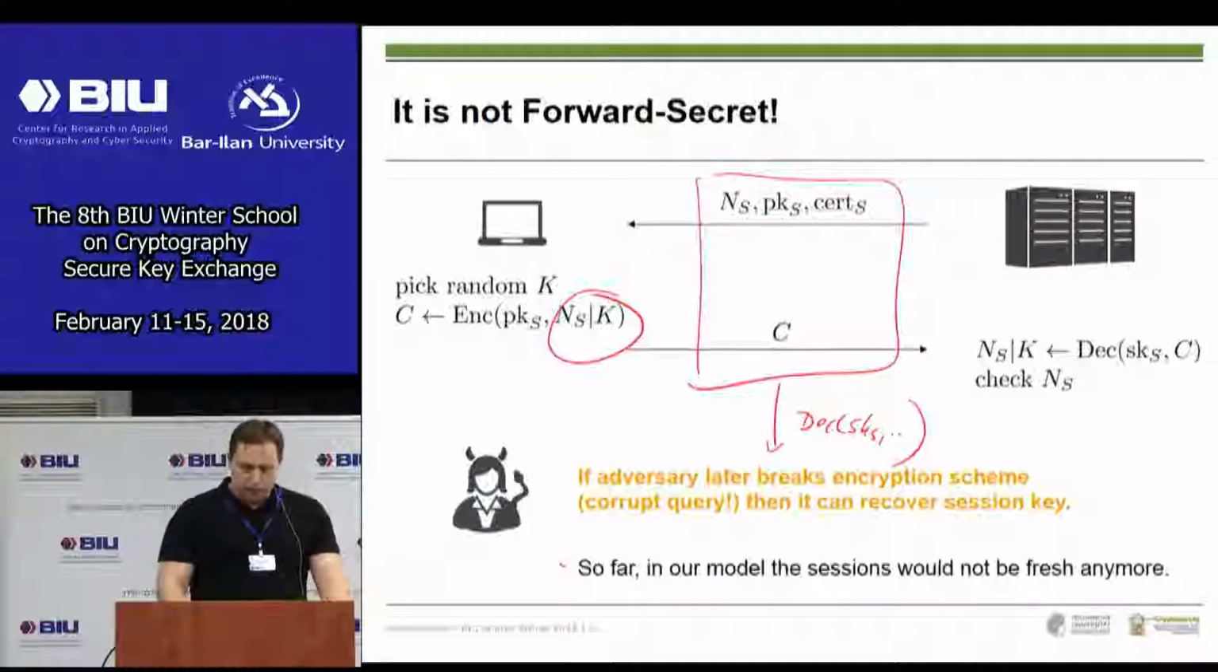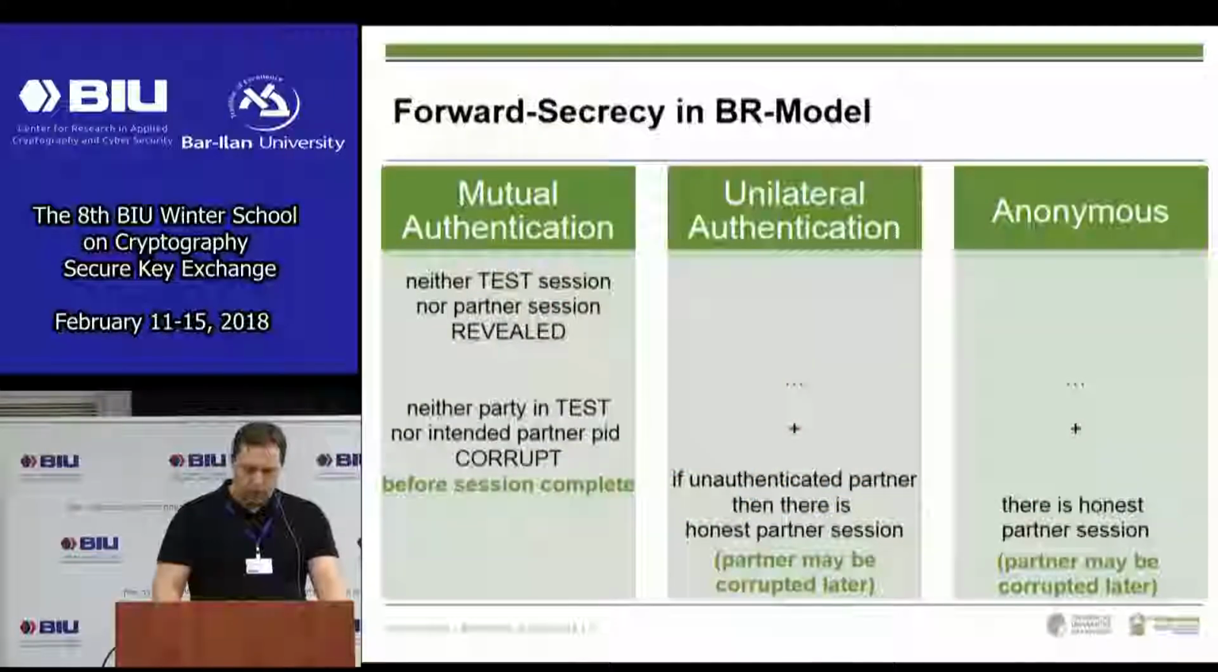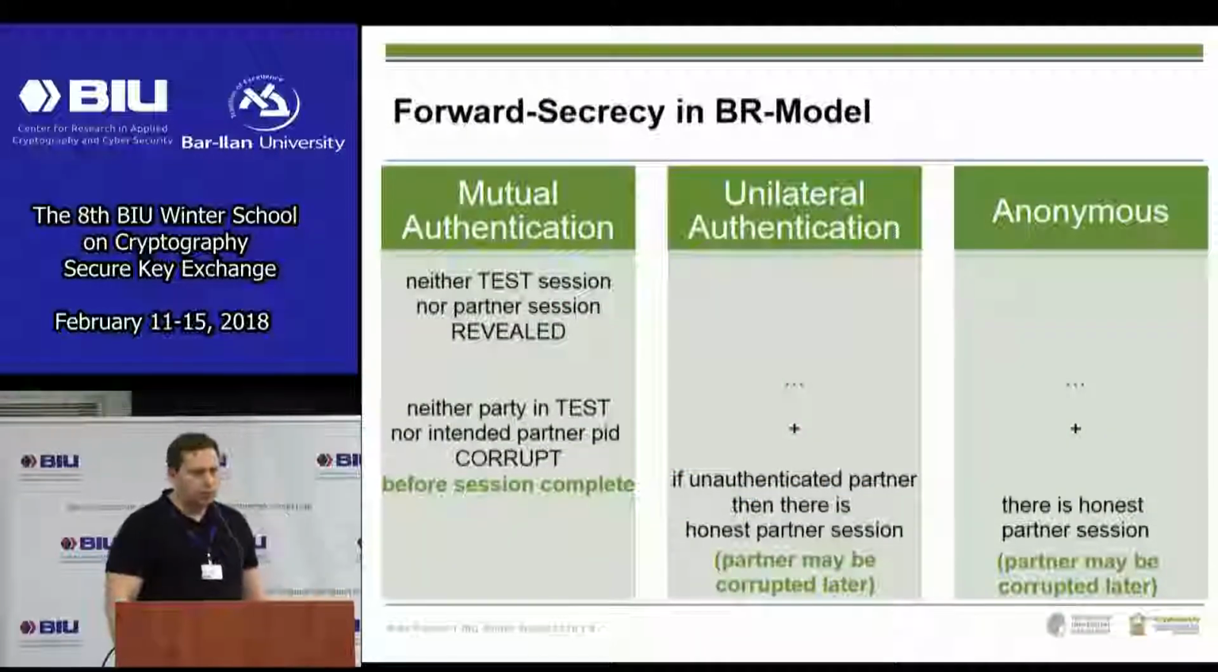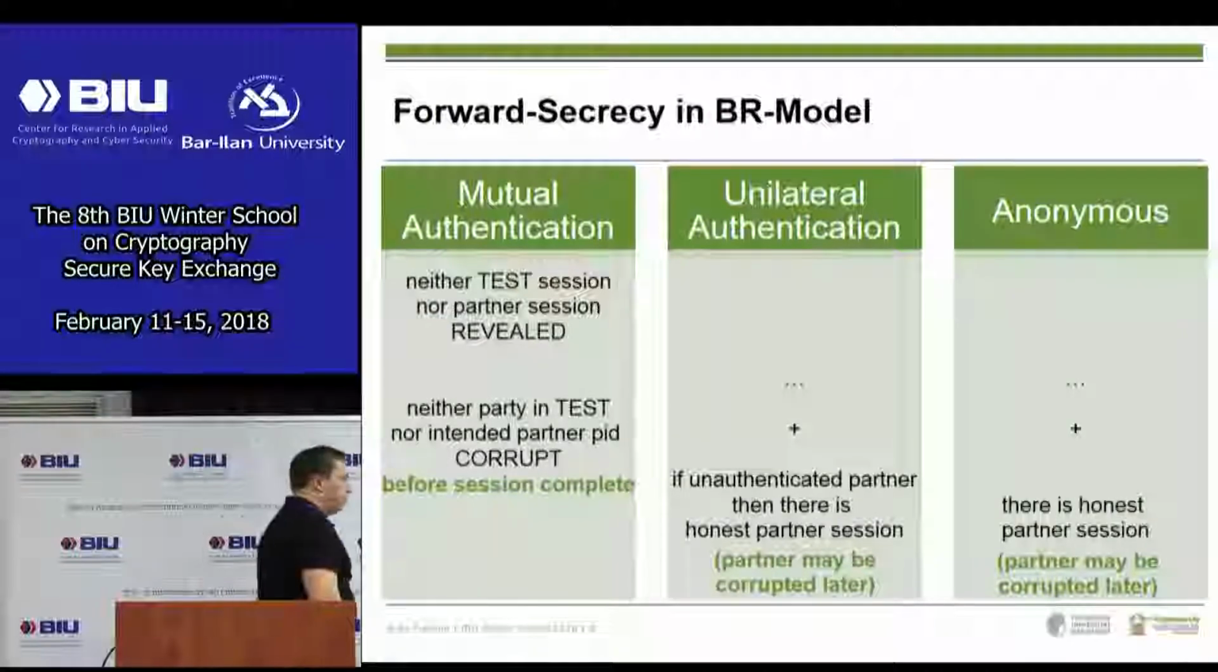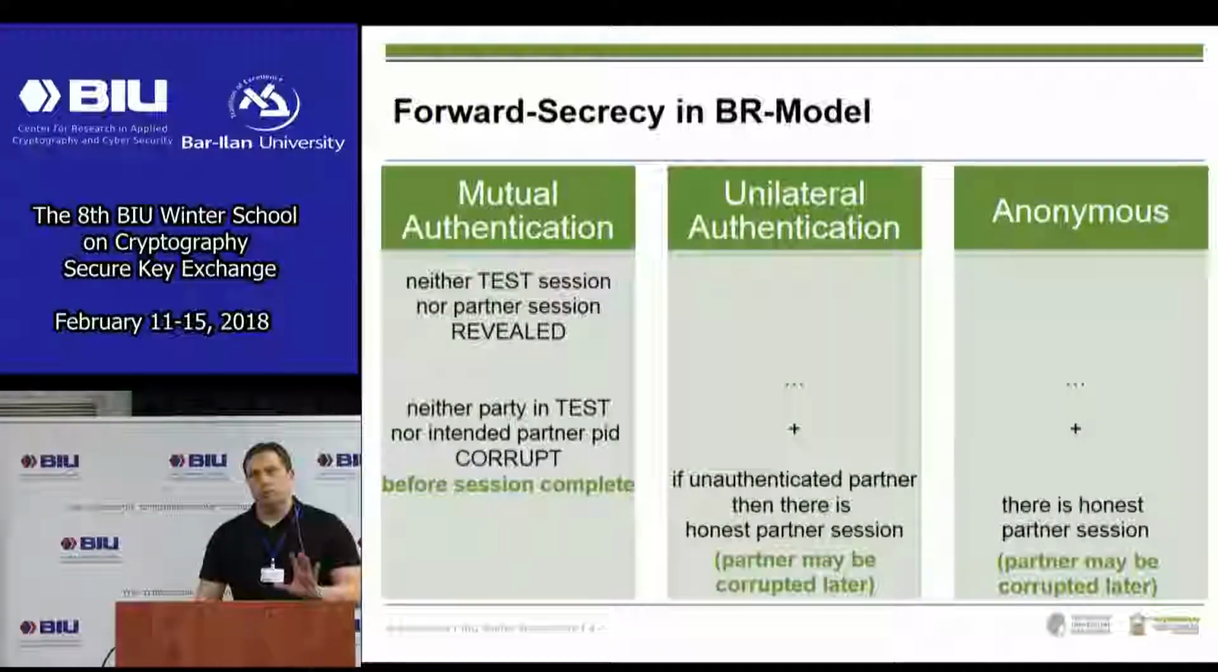And for the other cases, unilateral, authenticated, and anonymous, you do the very same, saying, okay, if the partner is unauthenticated, so in the test session, in the same, then you say, but this party was only honest when the session completed. Later, it may have been corrupted.